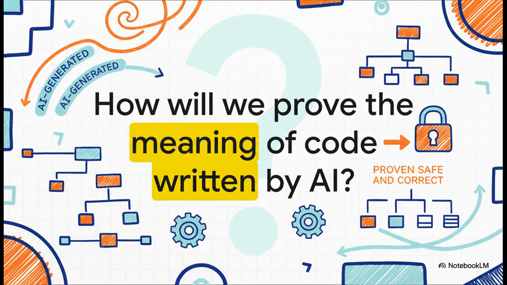The challenge of understanding and proving what code does is about to get way more important. And you can bet that the very techniques we've just talked about are going to be absolutely essential if we want to make sure the code of the future isn't just powerful, but is also provably safe and correct.